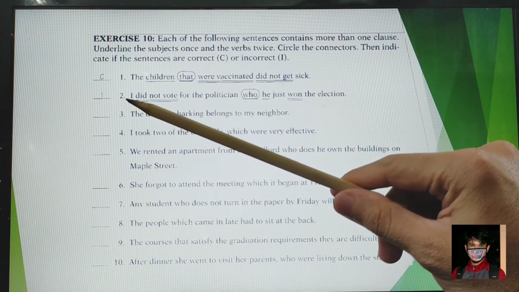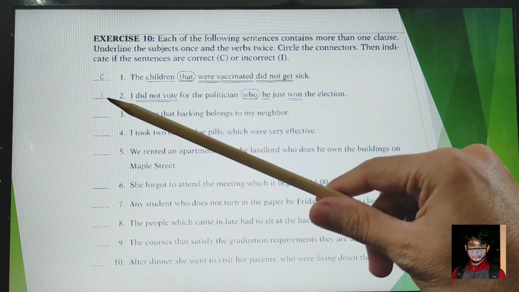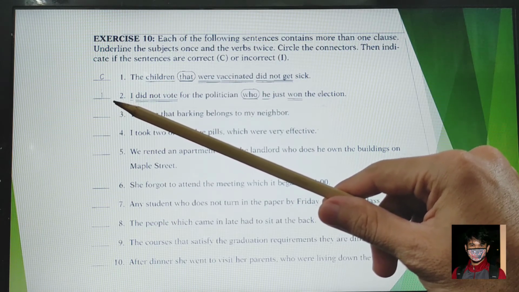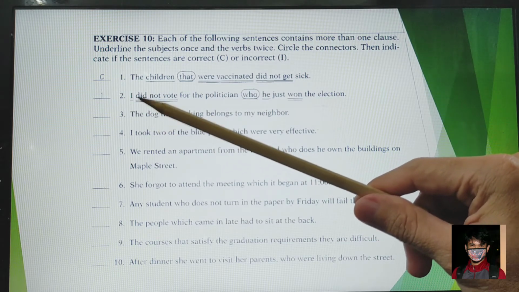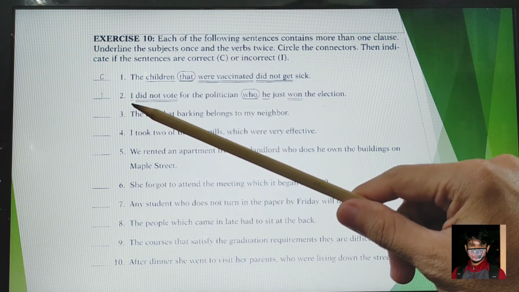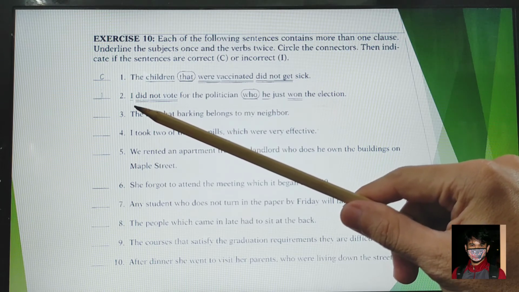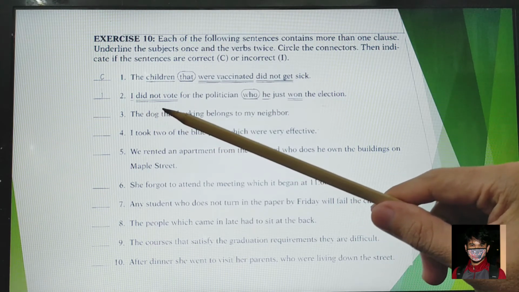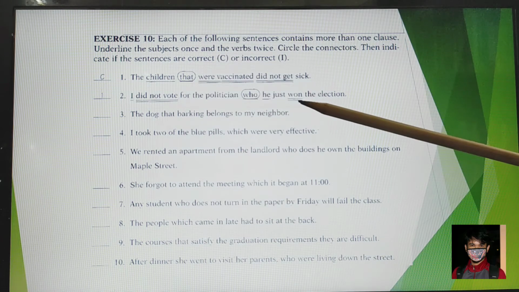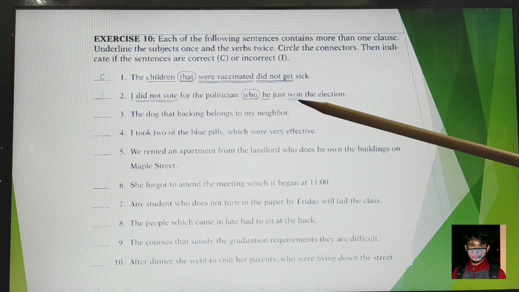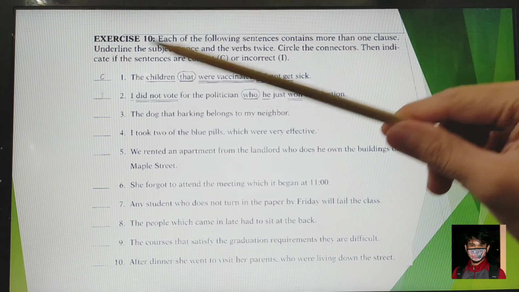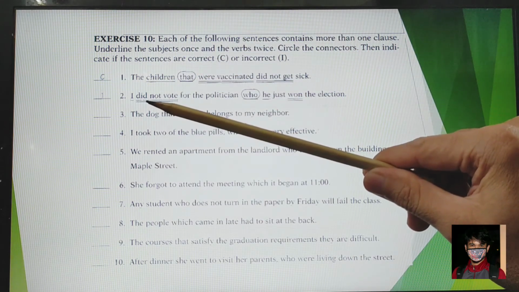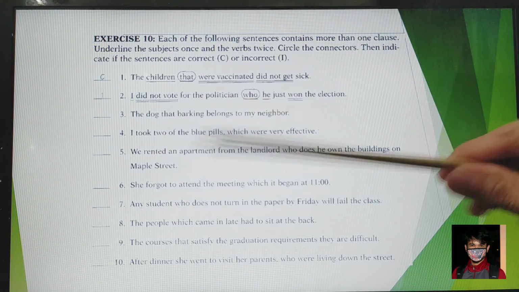What about the second one? The second one is identified as an incorrect sentence. Why? Take a look at this one. You have to find the subject first, and you find two verbs, did not vote and also won. You have to identify which one is the main verb. The main verb is of course here: I did not vote for the politician.